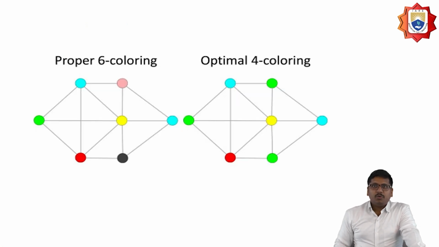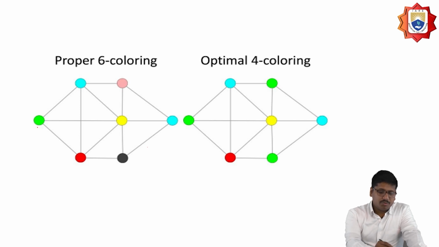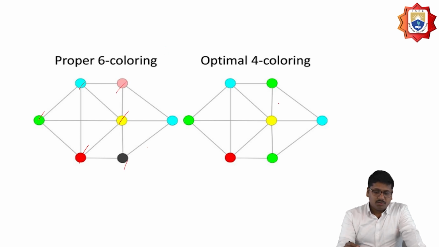So if I'm going to take a proper 6 coloring and 4 coloring, the graph looks like this. If I consider this graph, definitely I need the six coloring. So there should be 1, 2, 3, 4, 5, and then 6. In this case the diagram is changed, and then I need only four colors. That should be red, blue, green, and then yellow.